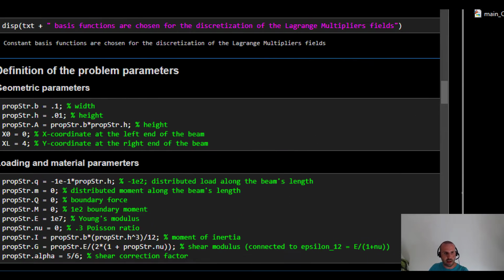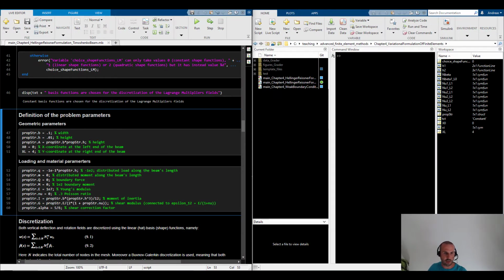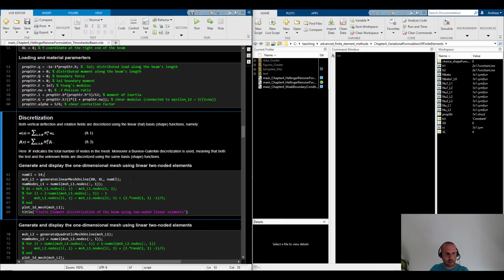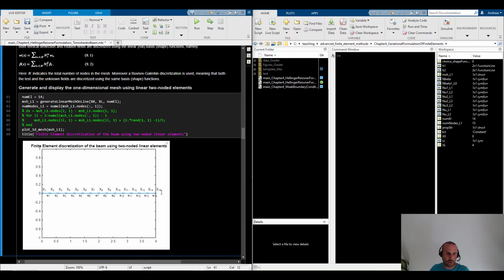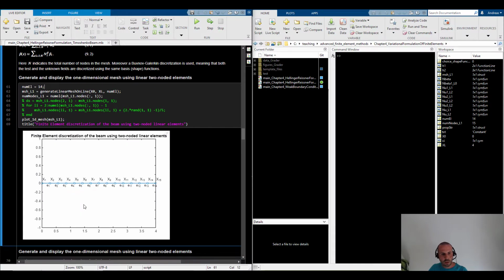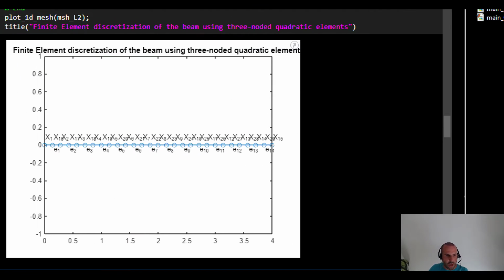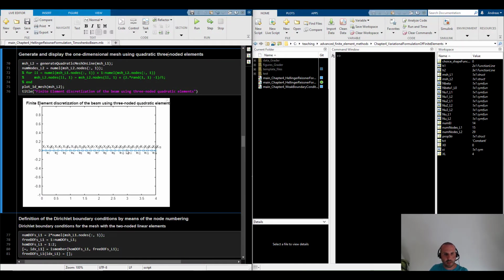Then we define the parameters of the problem. Here, please note that we have a relatively slender beam. The height is 0.01, whereas the width is 0.1, so it's a relatively slender beam. We would expect to have some shear locking in the case of the linear two-noded elements, and we will see that in a while. First, we create a mesh which is associated with the two-noded linear elements. You see each element here has 2 nodes. Then we also create a mesh with quadratic 3-noded elements, and once again, for each element we have 3 nodes, as to be expected.